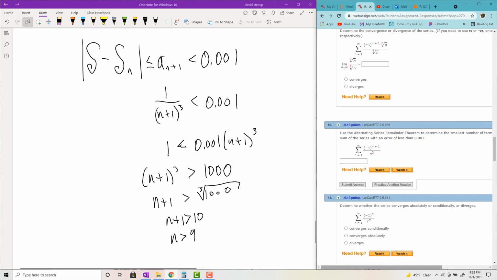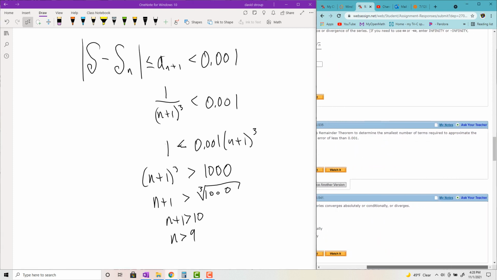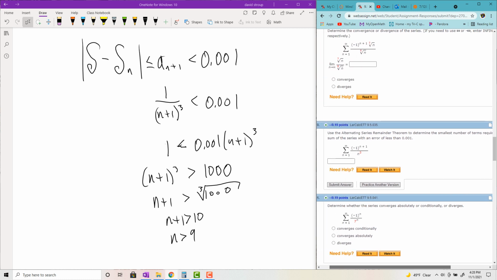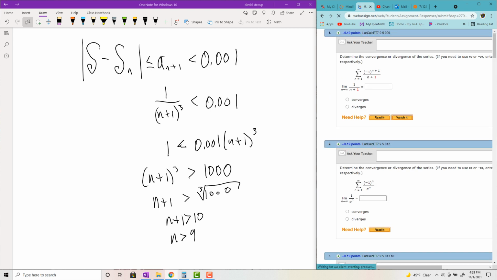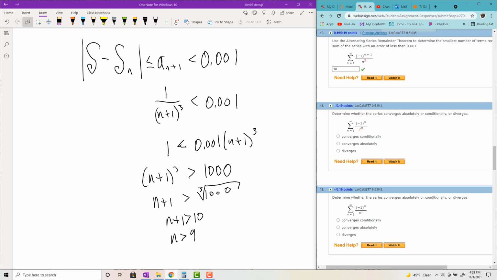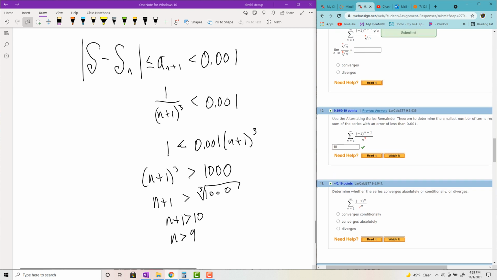In other words, use the theorem to figure out the smallest number of terms required to approximate the sum. So the smallest number of terms you get away with would be 10. Okay? It has to be greater than 9, so the smallest would be 10. And then you hope that's the answer. Drum roll. And yeah. Okay, great.